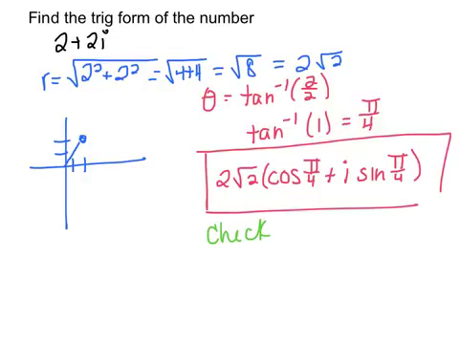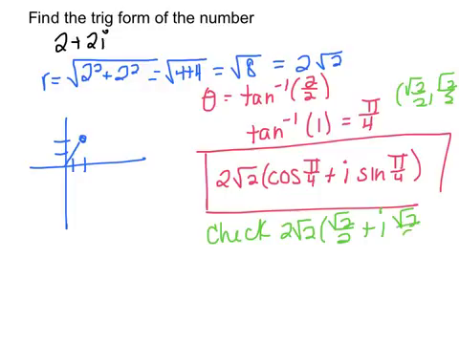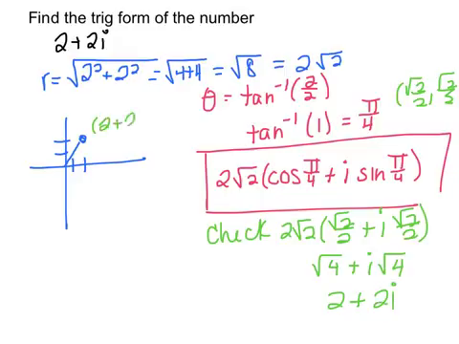Well, if I wanted to check my solution, I can just show you how to check it. Well, pi over 4 is radical 2 over 2 comma radical 2 over 2. So if I took 2 radical 2 times radical 2 over 2 plus i radical 2 over 2, and did some multiplication, this would give me the square root of 4 plus i square root of 4, which is 2 plus 2i, which gives me the original point right here of 2 plus 2i.